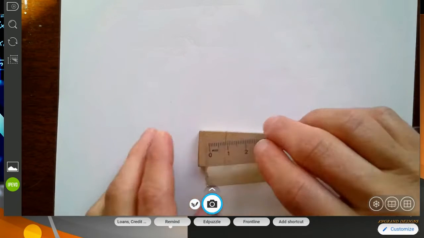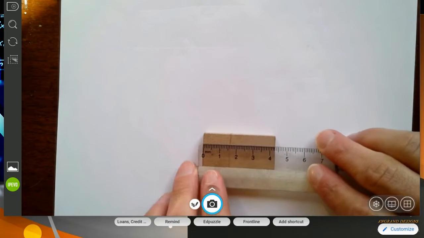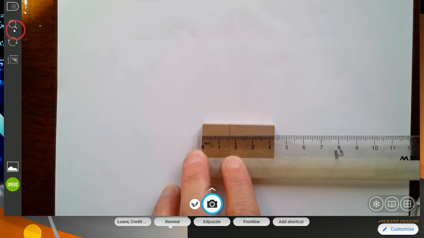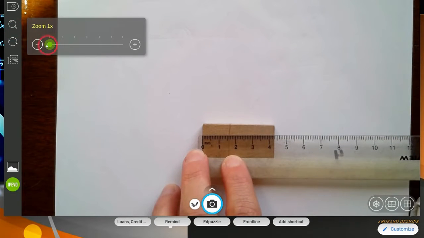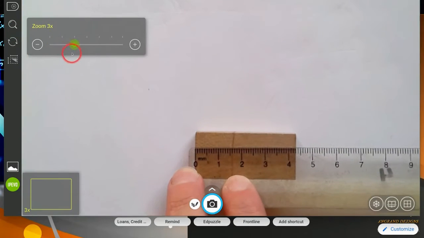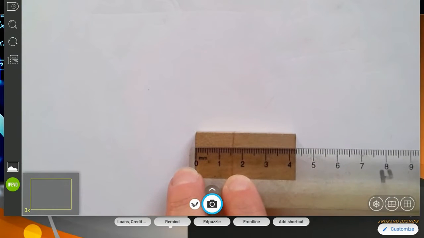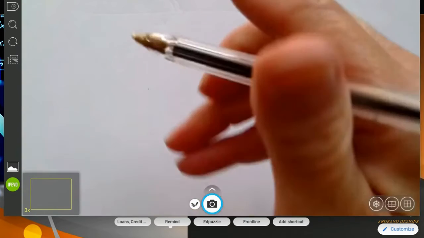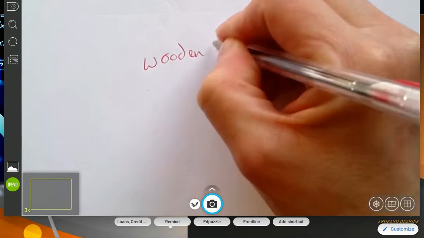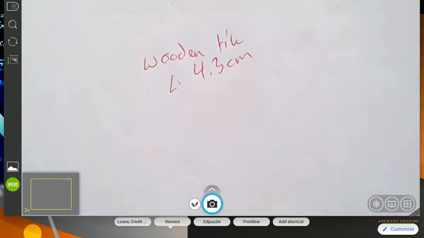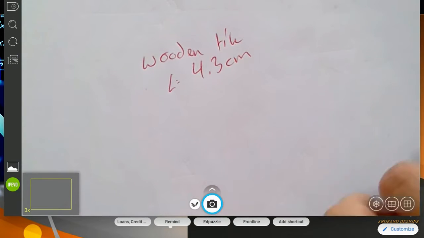And let's see. Can I zoom in? We can probably zoom in, right? Let's see. Yep. Okay. Very exciting. So we can see what this is reading. Our length on this is going to be 4.3 centimeters. So write that down. Wooden tile, length equals 4.3 centimeters. You always want to make sure you write down what you're doing so you don't forget.